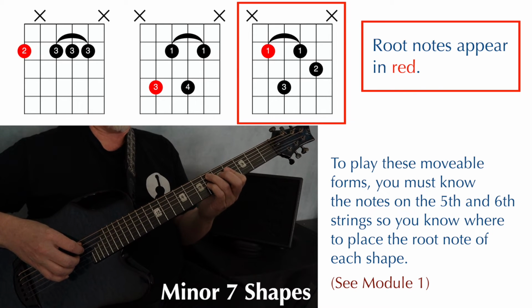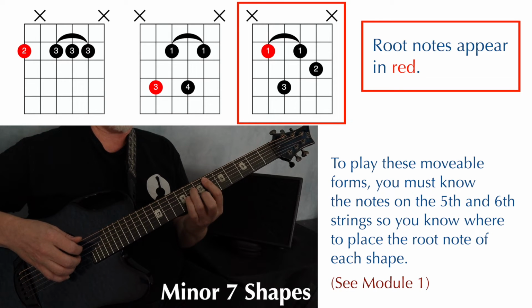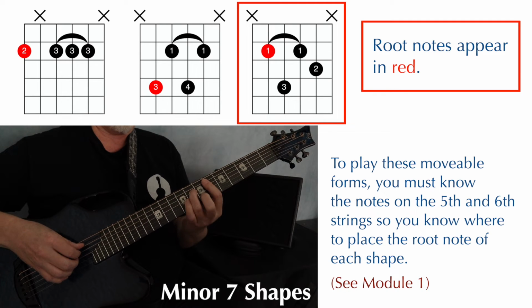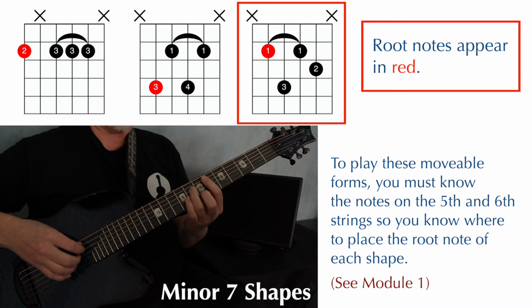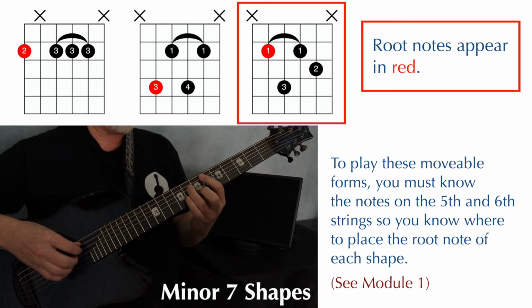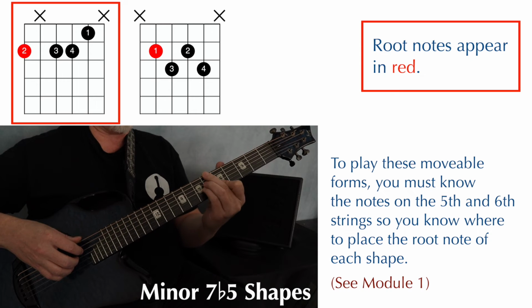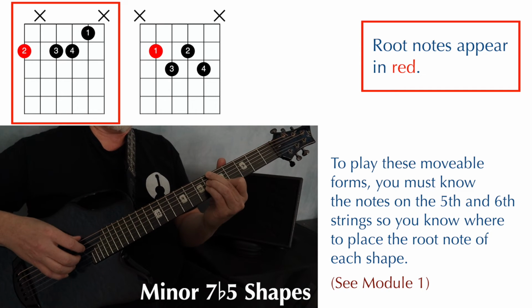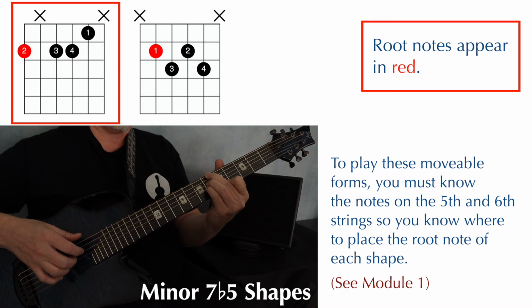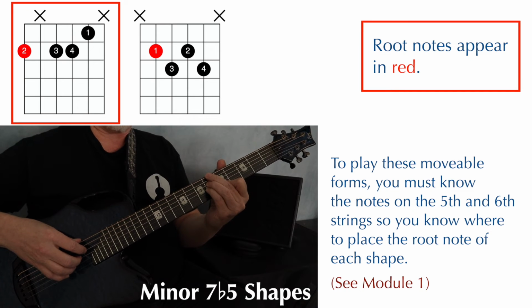And here's another minor 7 shape you can play with the root on the 5th string. This is fingered 1, 3, 1, 2. And for this I need to bar strings 3 through 5 with my first finger. Also an E flat minor 7 because of where I'm placing my root note. Here's a minor 7 flat 5 shape you can play with the root on the 6th string. This is fingered 2, 3, 4, and 1. That would be a B flat minor 7 flat 5 because of the placement of my root note.